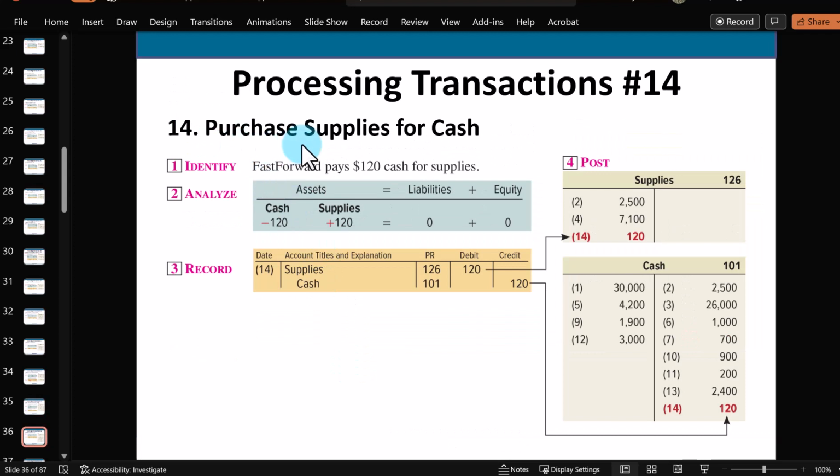One more, another transaction, purchasing supplies for cash. We kind of did this before. Spend cash, credit cash, increase supply asset, debit. Okay, you journalize and you post.